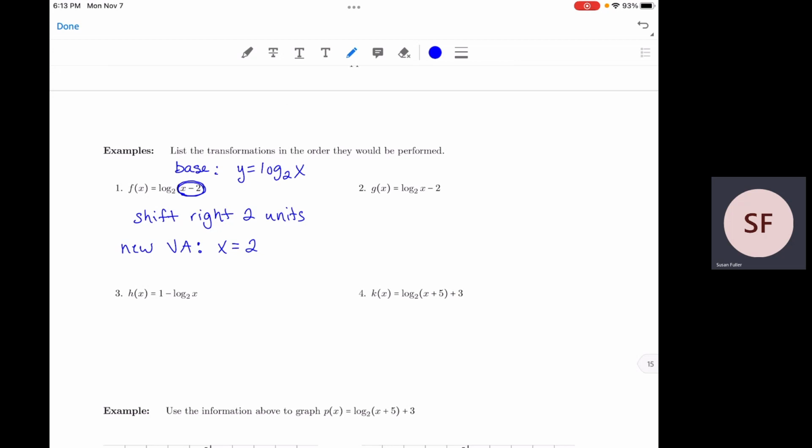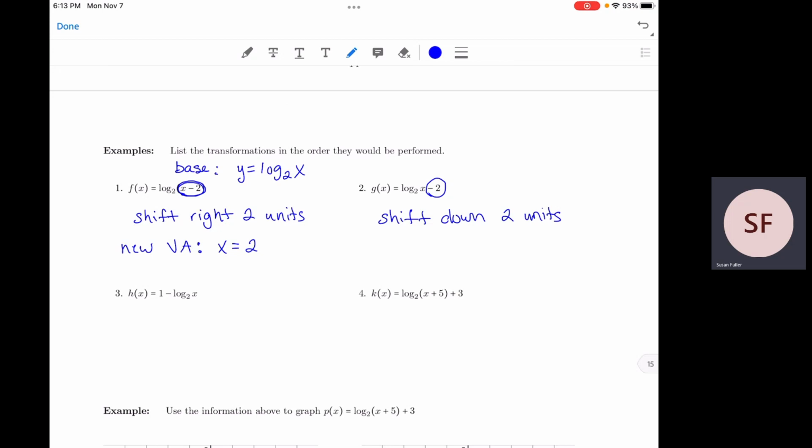All right, number 2 here. What if we're subtracting 2 on the outside instead of inside with x? Since we're outside, now what's going to happen is that that minus 2 is going to shift us up and down vertically. This is going to go the way we think it will. So because it's minus 2, this will shift us down 2 units.